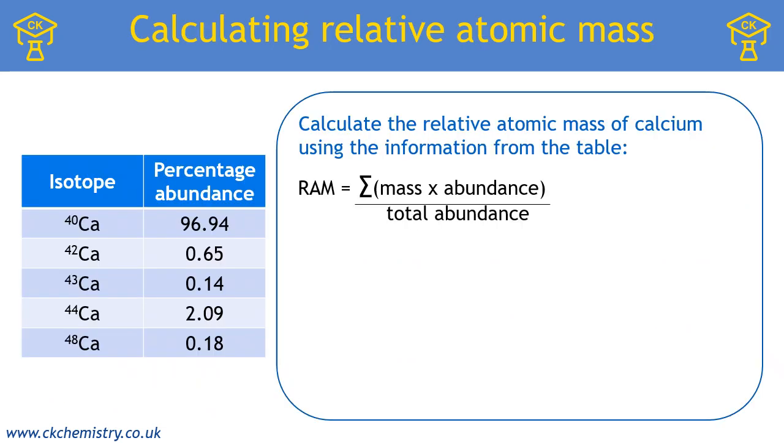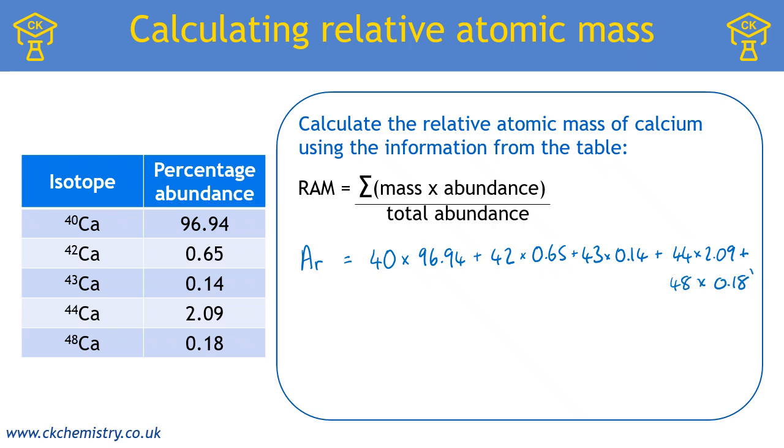Okay, calculating relative atomic mass. Here's a really mean example with 5 different isotopes of calcium and all of their percentage abundances. All you've got to do, it doesn't really matter how many isotopes you have, is keep adding it all up. So relative atomic mass, also written as Ar, is going to be 40 times 96.94 plus 42 times 0.65 plus 43 times 0.14, oh, it's getting tight, plus 44 times 2.09 plus, I knew I wouldn't make it, 48 times 0.18. Add all of that up and divide by 100 and you get an answer of 40.1152.